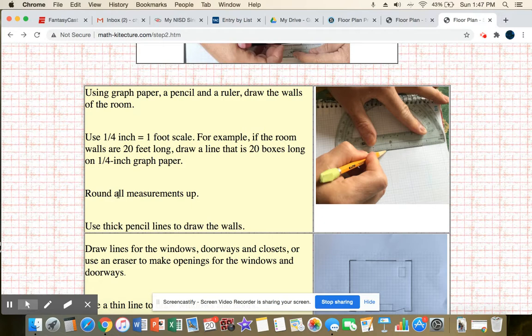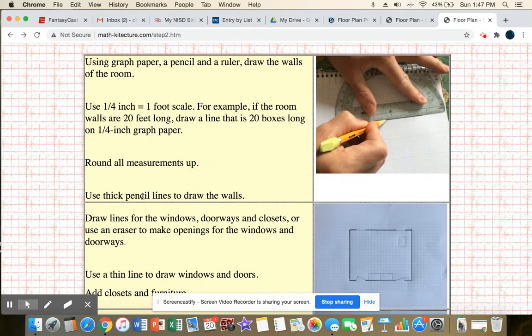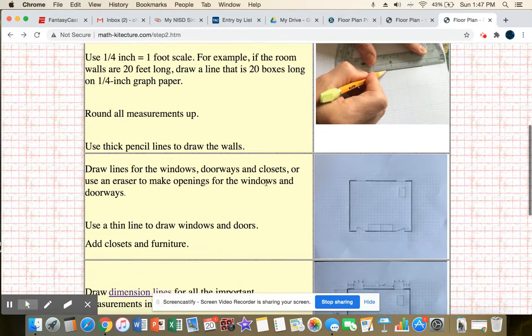Okay, you're going to make sure all your measurements on your step 1 drawing are rounded up. And use thick pencil lines to draw the walls. Okay. Then our next step is we're going to draw lines for the windows, doorways, and closets, or use an eraser to make openings for the windows and doorways. For windows, doorways, etc., make sure you're using a thin line to draw windows, doorways, closets, and furniture.